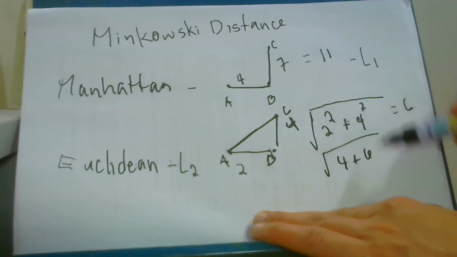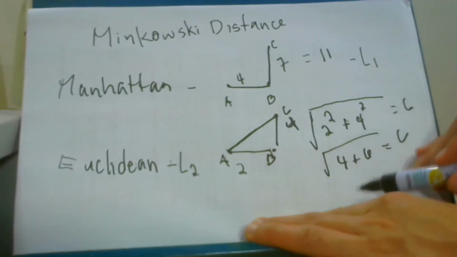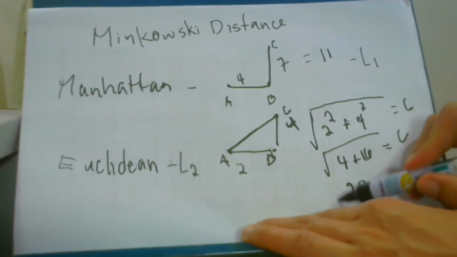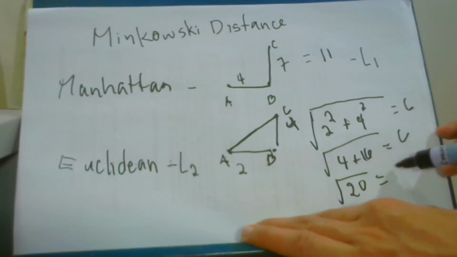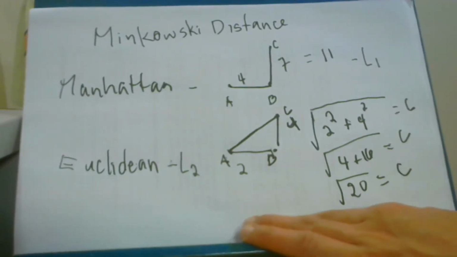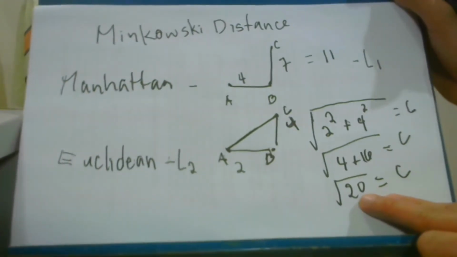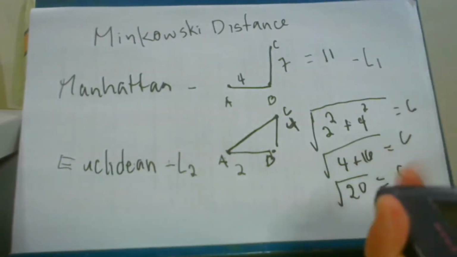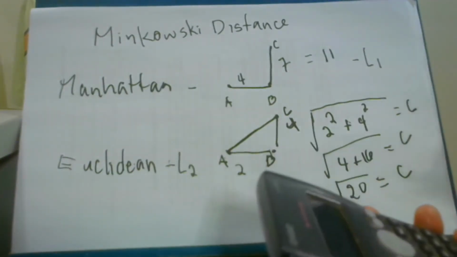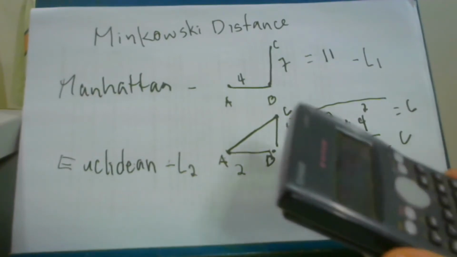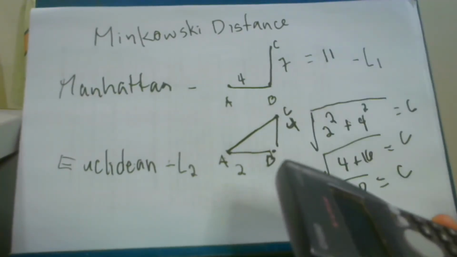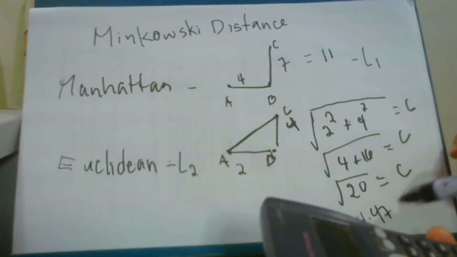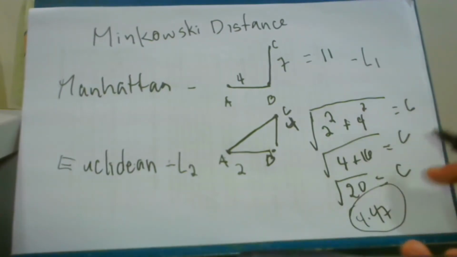Then the value here is now 4 plus 16, which is 20. So you can actually expand this to get the value of the square root of 20. Let's use the calculator to get the square root of 20. As you can see, 20, then the value is 4.47. So this is the value of C.